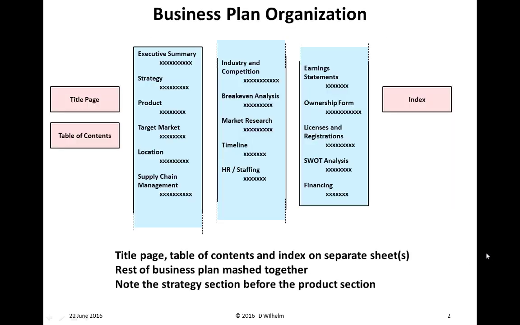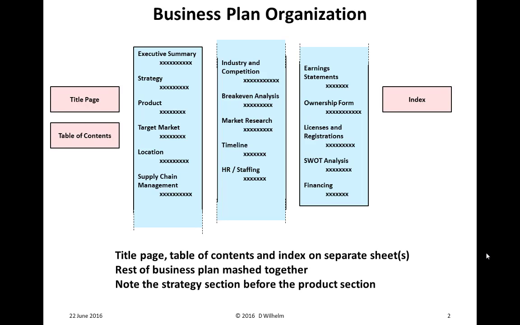The organization looks like this. The title page is page 1, table of contents, page 2. The final page is the index. Each of those 3 items does have its own page. The rest are mashed together in this order.